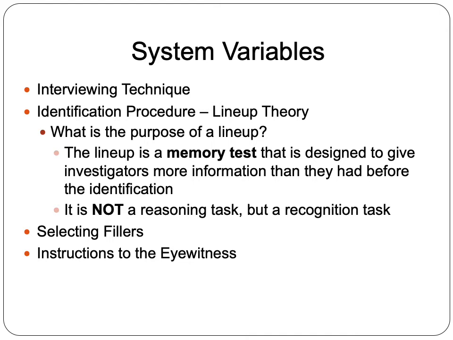Also, instructions to the eyewitness are pretty important, right? You shouldn't say stuff like, take a closer look at number 3, or good job, you got the guy, or the suspect is in this lineup, or the person you identified before is in this lineup. All of those things could bias the lineup and make it more likely for them to pick someone who's not there.